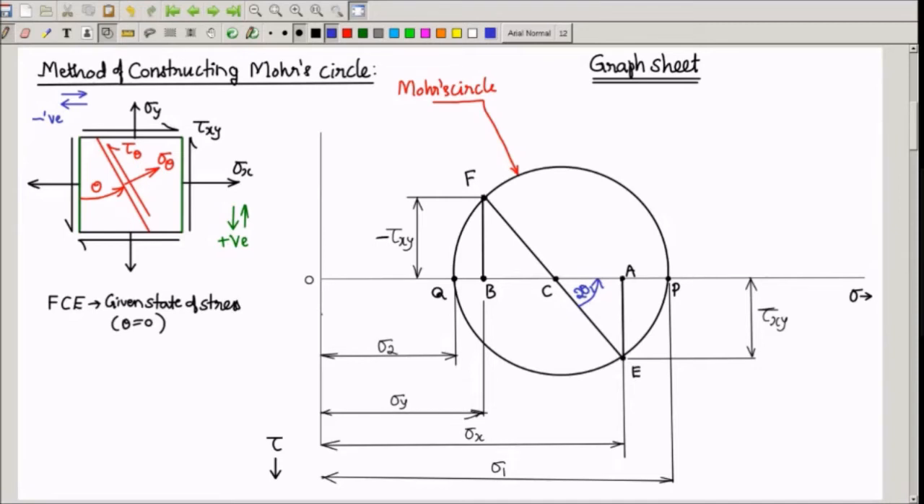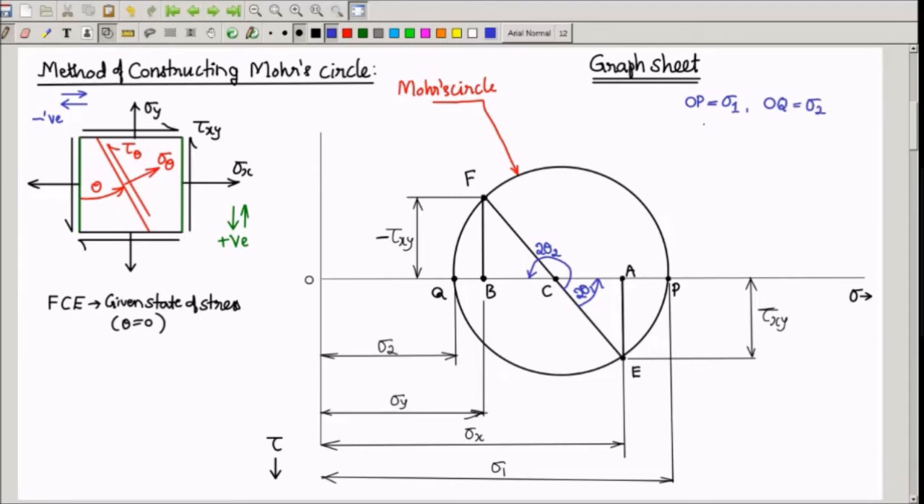Then how do we measure 2 theta 2? We know that point Q is representing minor principal stress sigma 2. So I have to measure an angle from the reference FCE like this counterclockwise till the line OQ. This gives us a value of 2 theta 2, from which you can always calculate theta 2, the orientation of minor principal plane. So here the distance OP represents sigma 1, distance OQ represents sigma 2.